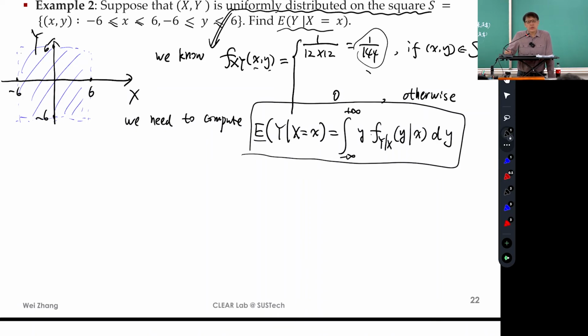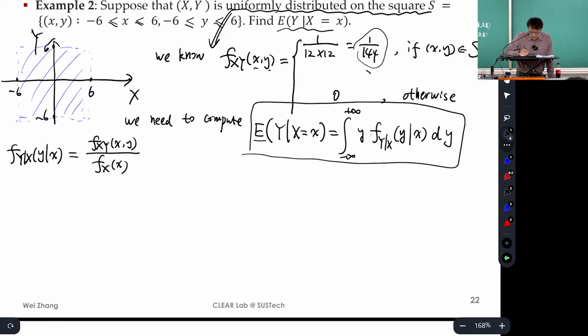So to do this integration, what do you need to find? You need to find the conditional density. That's it. Then it becomes calculus, not my job anymore, but I have to review this for you. How to compute y given x? By formula, it's the joint divided by the marginal of x. Probability of A intersect B divided by probability of B, right?